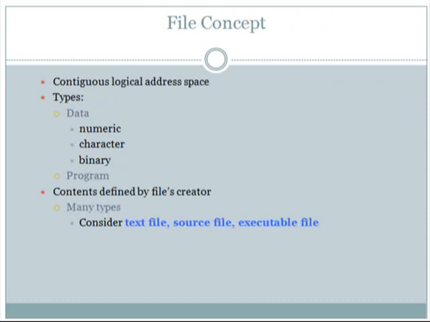Now, what is the concept of a file? The file can be imagined as a contiguous logical address space. That means it's a single block present as a single unit. There are various types in which a file can be present, including data, program and various other types. The data here can be numeric, it can be character or it can even be binary. Now the program, in this scenario, its contents are defined by the program file's creator.